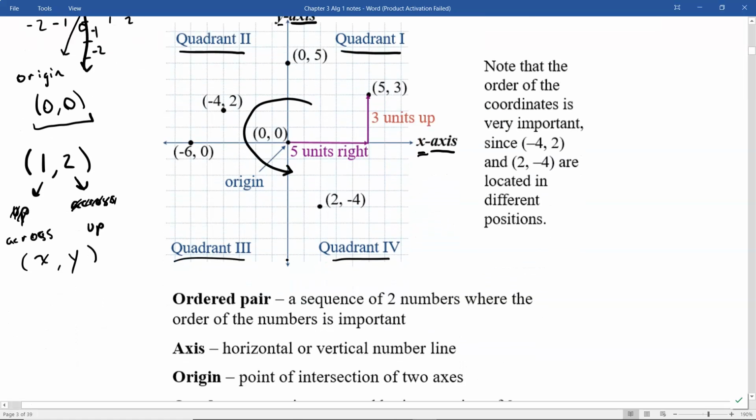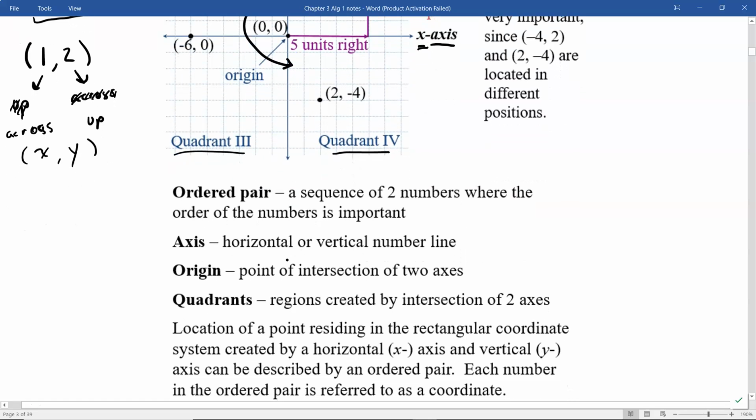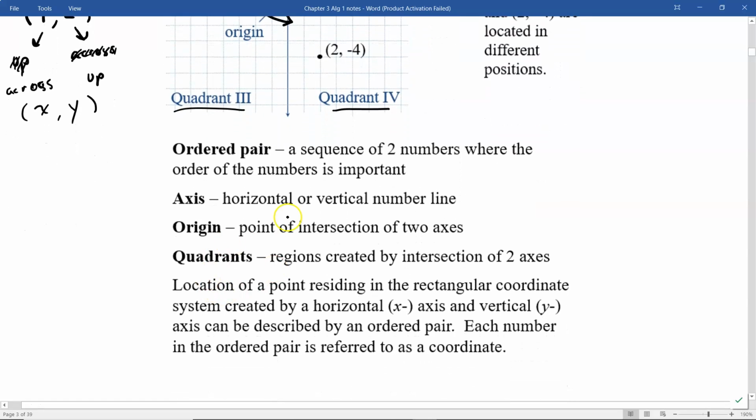Okay. So I have actual definitions here. If you want to take a minute, pause it, write these down, go for it. These might just be more succinct ways of saying what I've said above.